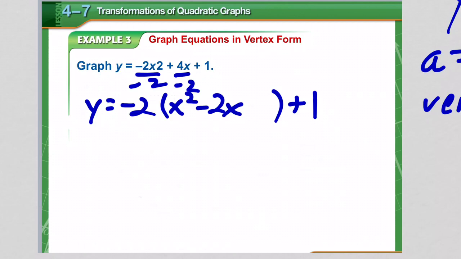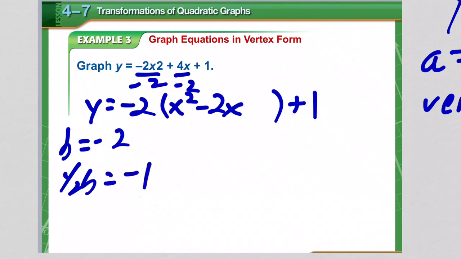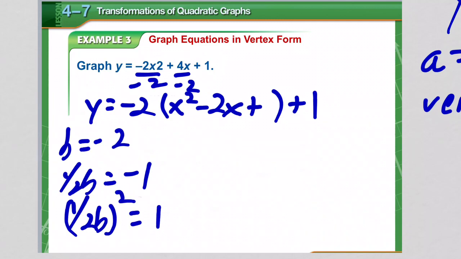So again, to figure out what is in that blank spot, I need to write down my b, but this time it's the b that's in the parentheses, not the original b. You're going to use the b in the parentheses. So we're going to put b equals -2. I have to do my half b, which gives me a -1, and then I have to square that, which would then give me a +1. So I'm going to put that +1 in the parentheses.